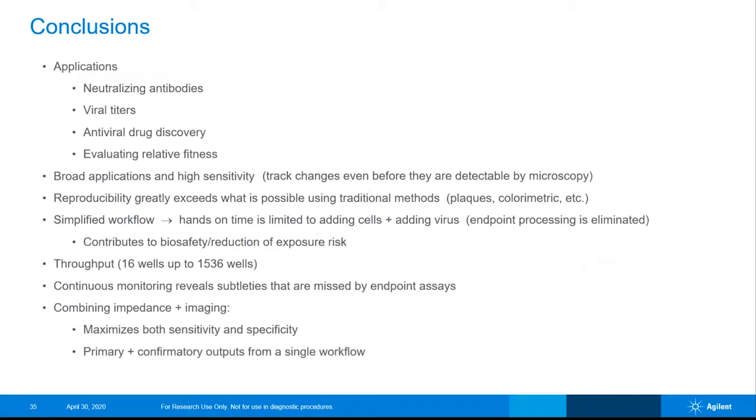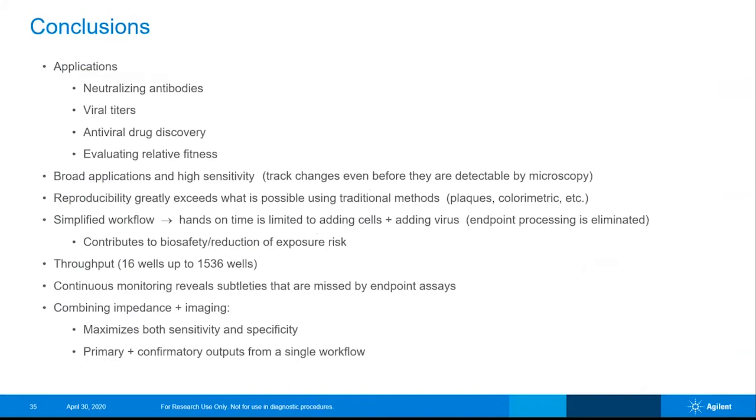And finally, with the eSight instrument, it's nice to have a primary and a confirmatory output all from a single assay. The gold standard in science is obviously to get a result and then try and confirm it using an orthogonal approach. With eSight, you get to do both of those in the exact same well. It's the same population of cells that are being interrogated both by impedance and by imaging.